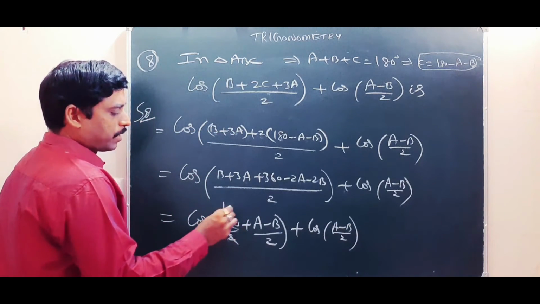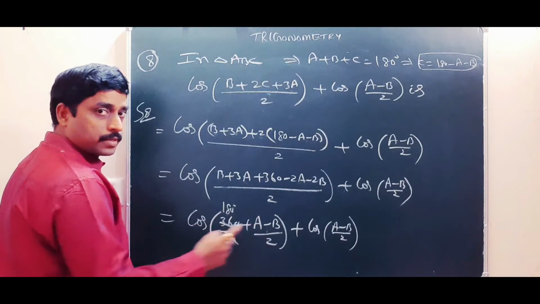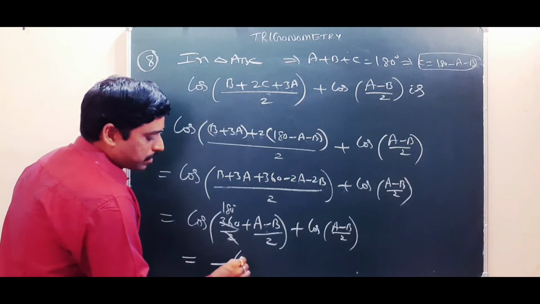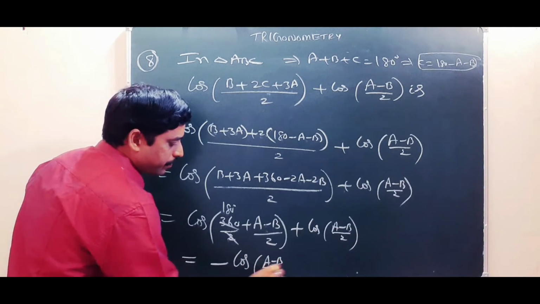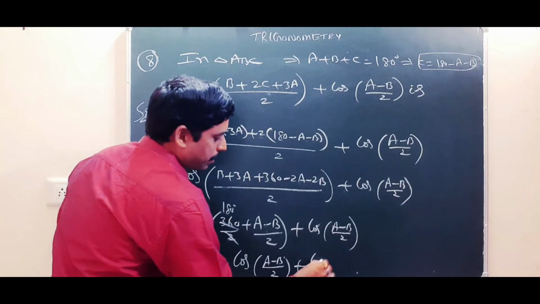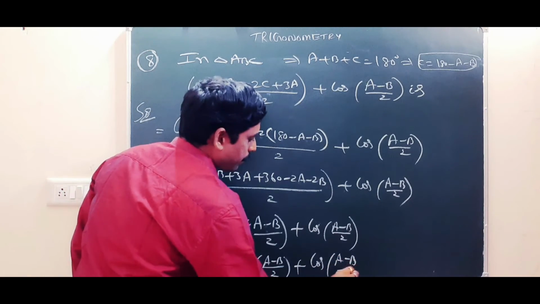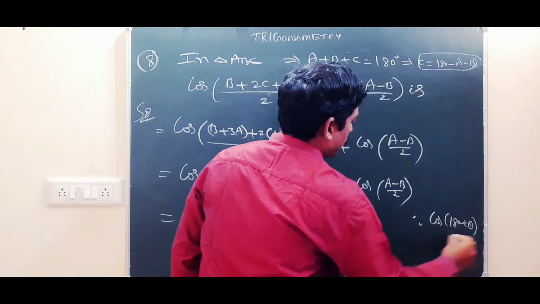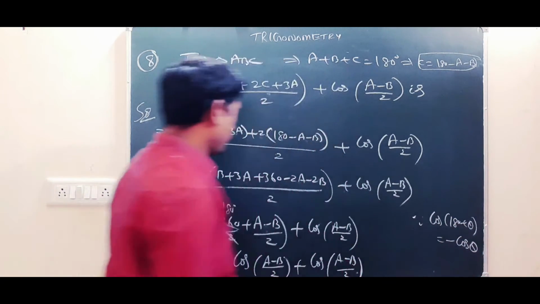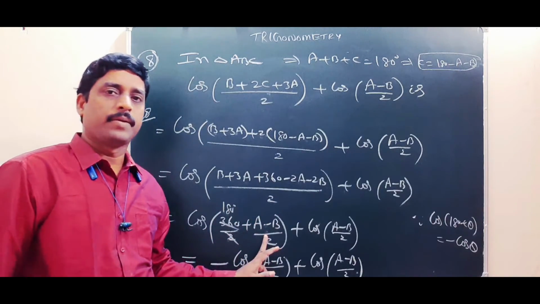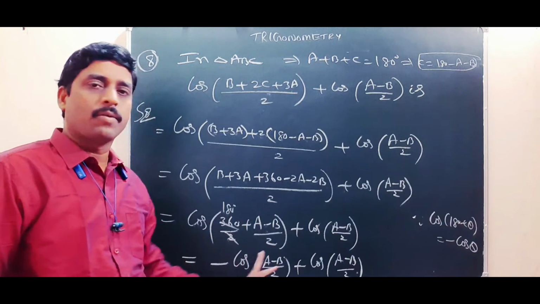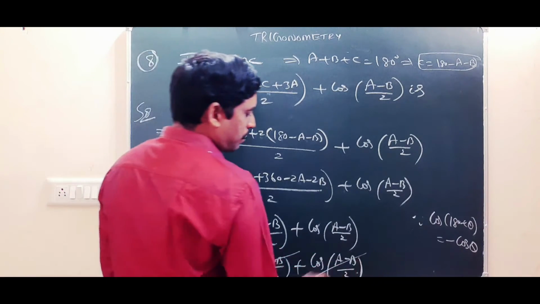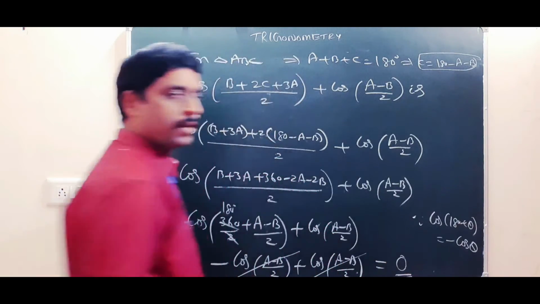So 360 by 2 is 180. Cos(180 plus theta) will be minus cos theta. So minus cos (A minus B) by 2 plus cos (A minus B) by 2. Okay, we have cos(180 plus theta) is minus cos theta. So cos(180 plus (A minus B) by 2) will be minus cos (A minus B) by 2. So minus cos (A minus B) by 2 plus cos (A minus B) by 2 gets cancelled. The answer is 0.